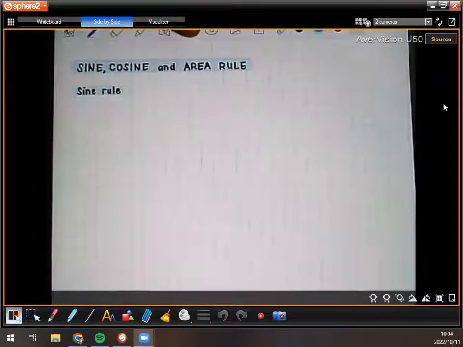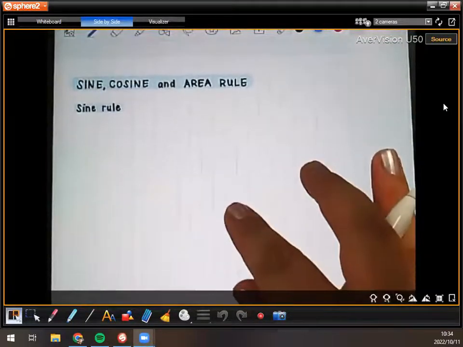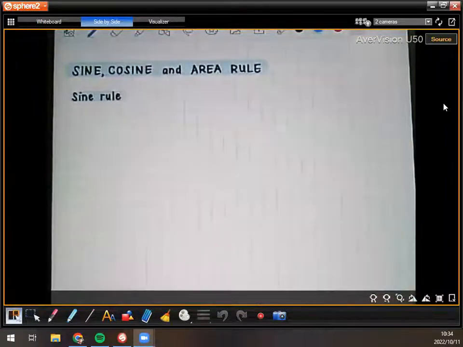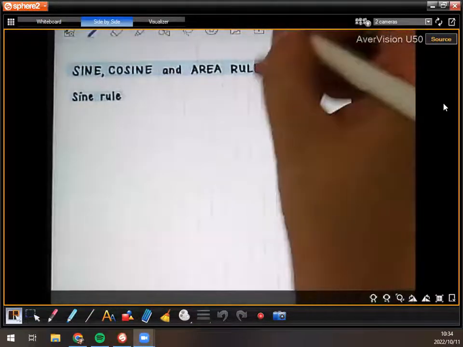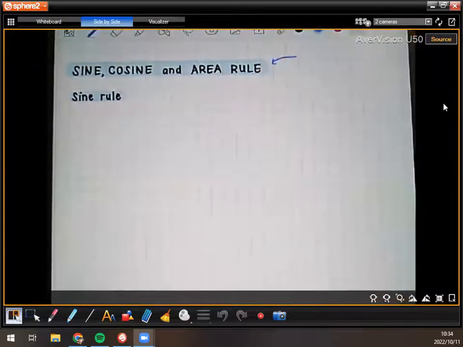And also for area, right? The only way that you know to calculate the area of a triangle works in terms of the height. Okay. So sine, cosine, and area rule. These are three rules that we can use in triangles that are not right angles. Okay, so I'm just going to make a little note on the side.